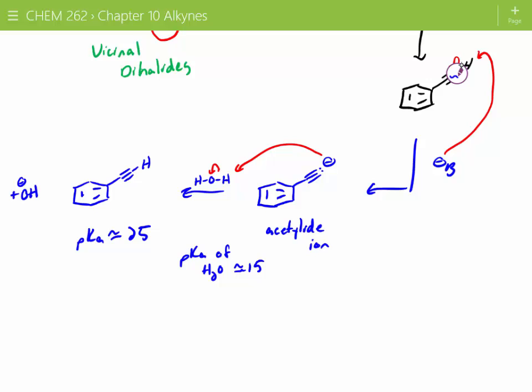So again, this is where reviewing acidity on the supplemental lectures would come in handy, but we're not going to spend too much time covering this. This goes back to a lot of our first term acid-base reactions.